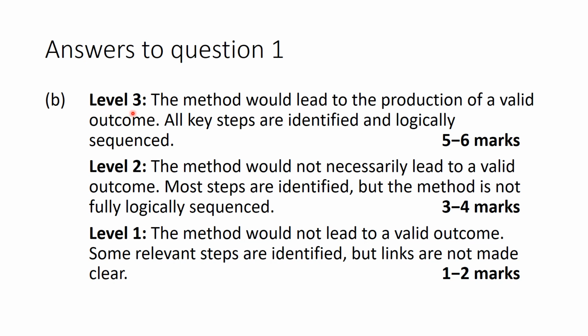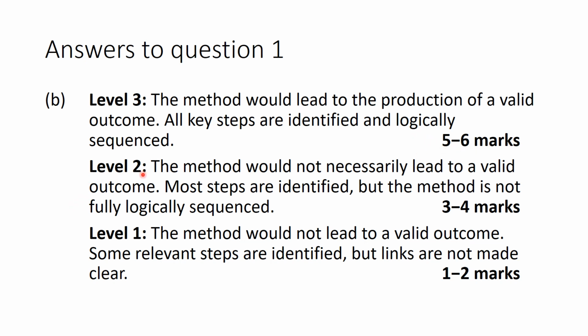Let's start at the top with level 3. The method would lead to the production of a valid outcome. In other words, you've got magnesium chloride as your salt formed. All steps are identified, so you're saying what each step will be and logically sequenced. So it makes sense in terms of the order in which you're doing things. And that's worth 5 to 6 marks.